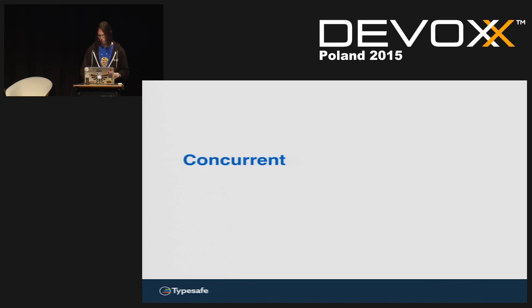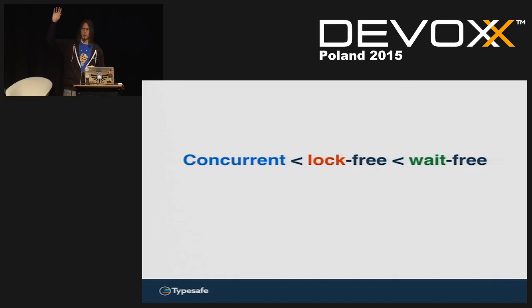So, different topic. We'll talk about concurrent algorithms. Everybody knows what a concurrent algorithm is? Keep your hand up if you still know what we're talking about here. So lock-free. Okay, a few. And wait-free? Fewer hands. Good, so this is exactly why I'm doing this talk, to explain the differences here.